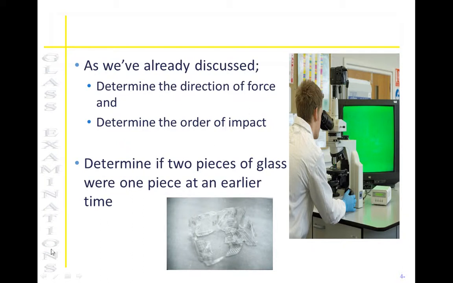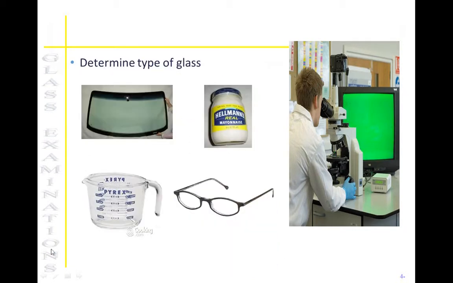But in many instances, you are able to determine the direction of the force or the order of the impact, or in some instances that two pieces of glass were one at an earlier time by obtaining a physical match of those pieces. You might also be able to determine what type of glass it is. So is it a flat glass? Is it a molded glass where you can actually see the seams of the mold itself? Or are the chemical characteristics of the glass consistent with heat-resistant glass or specialty glass?